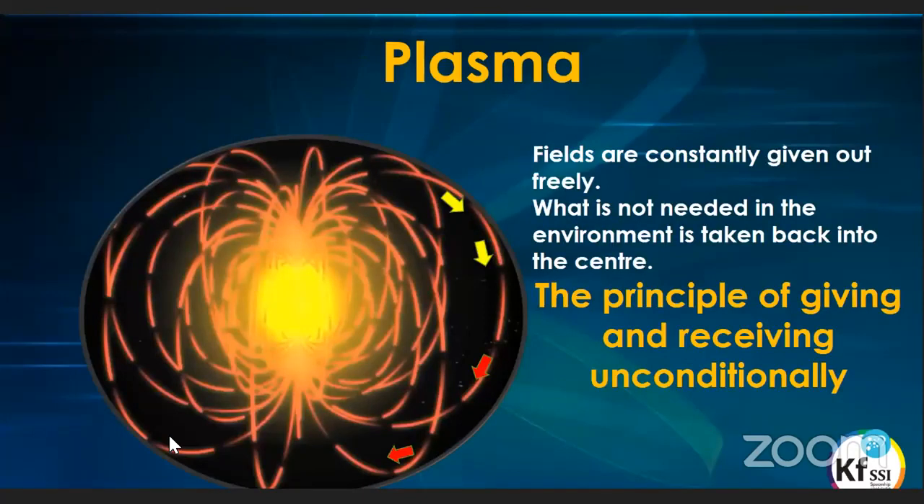So when we look at the plasma itself, the fields are constantly given out, and what is not needed in the environment is then taken back in to the center. So what comes out comes back in at the bottom. What comes out from the plasma and is not needed in the environment is then taken back in. So that's the principle when we really go into depth on the soul side later on. It's the principle of giving and receiving unconditionally, because there's nothing attached to it. It's just given out. What is not needed is then taken back in again.